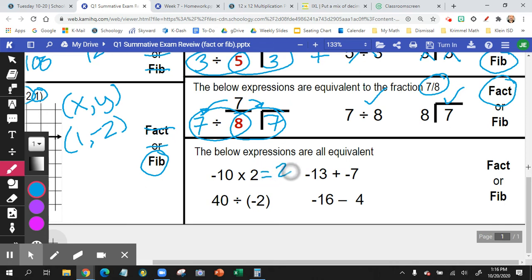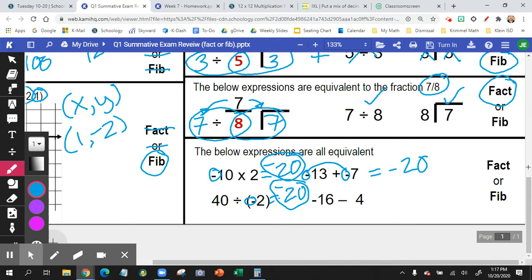And the last one for the review, we have negative 10 times 2. 10 times 2 is 20. And there's one negative, so our answer is negative 20. 40 divided by 2 is 20. There's one negative for multiplying and dividing, so our answer is negative 20. Negatives plus negatives means all the negatives go together. 13 negatives, 7 negatives is going to be negative 20.